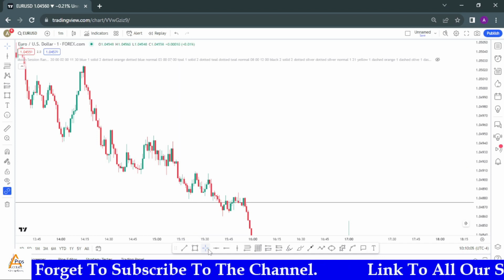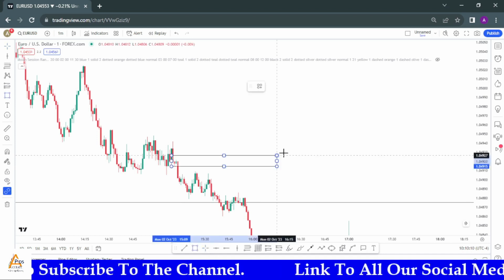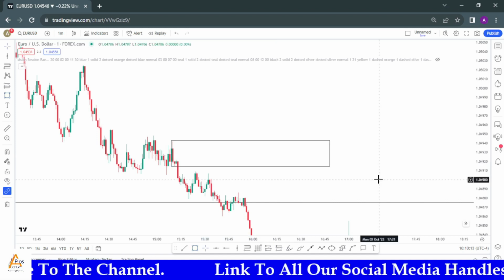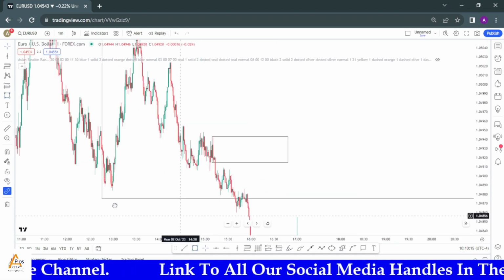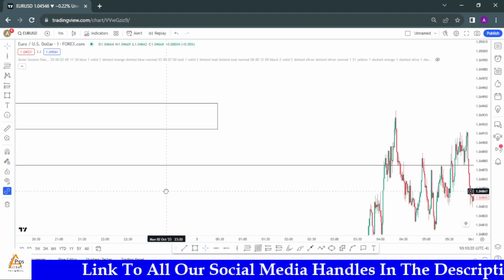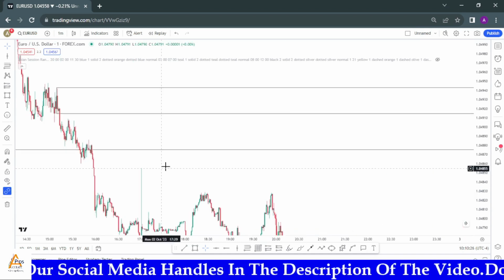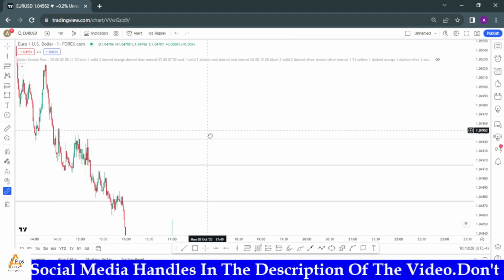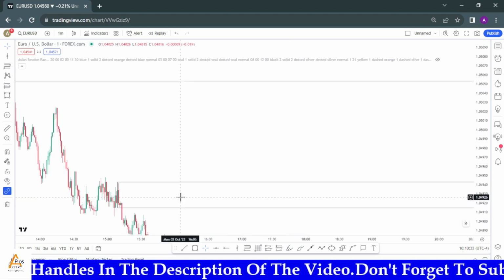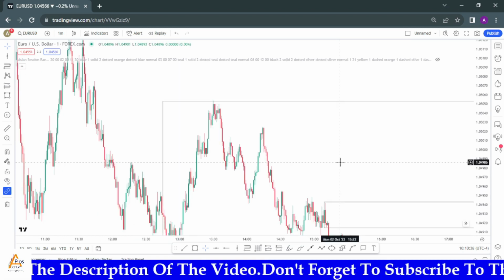Because that kind of suited my bias that I was looking for. So this was my area that I was waiting for price to tap into. Okay, so let's come back. That was my first area. So this is kind of like a decisional area, decisional OB within the order flow.